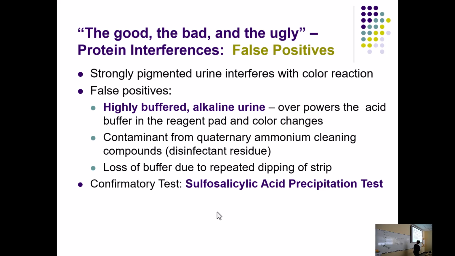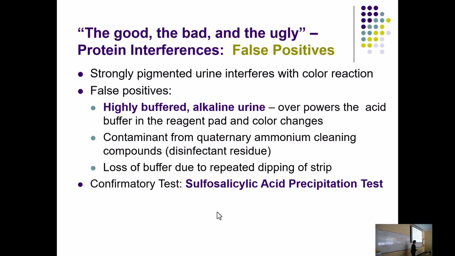Highly buffered alkaline urine overpowers the acid buffer on the reagent pad. That's what I was just talking about. Highly alkaline urines make that buffer go away, and you get this false positive. And then we do the confirmatory that we'll talk about. Contamination from a quaternary ammonia cleaning, disinfectant residue. This is really important that we clean our areas and let them dry completely. And we're going to put a pad down on the table and do our work on a pad so we aren't having those contaminations of our cleaning agents.